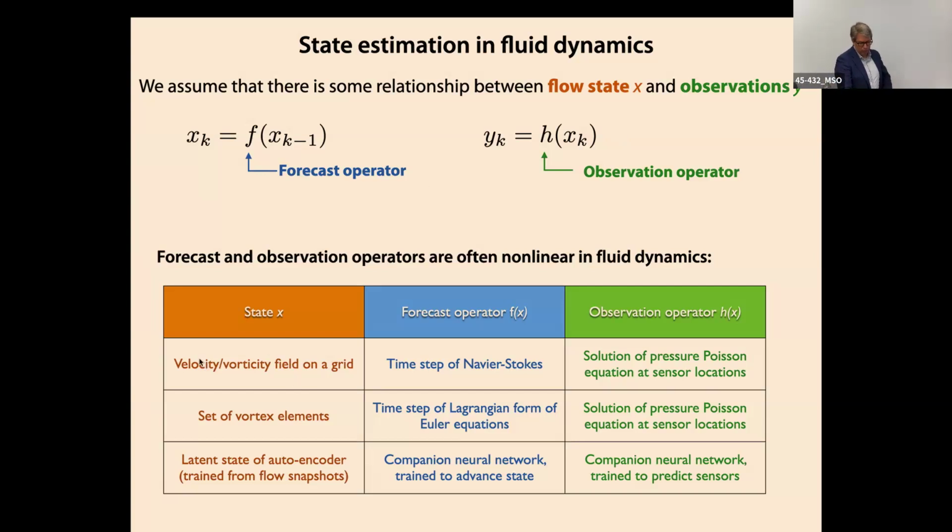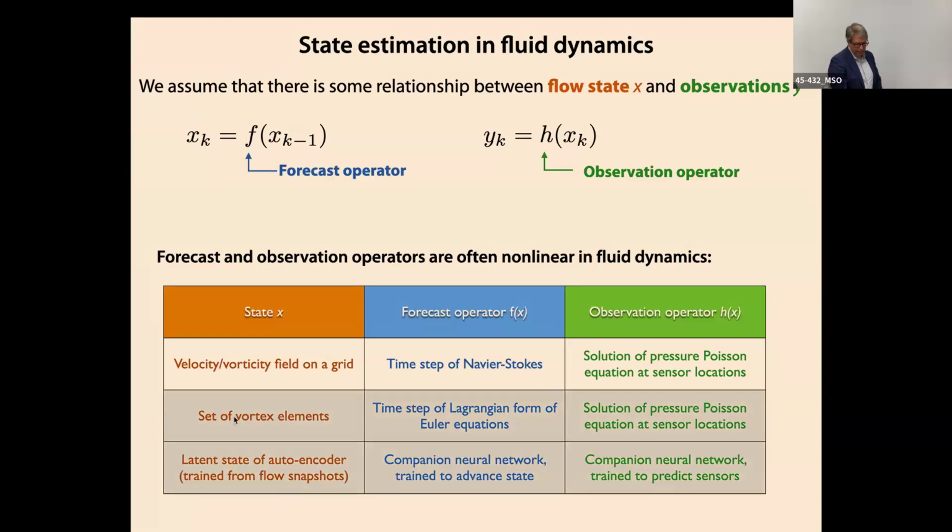The most obvious one is the whole flow field, okay? And the forecast operator would just be one time step of Navier-Stokes, so we just march it forward. And the pressure comes from a solution of the pressure Poisson equation at sensor locations, right? So that's quite a bit of information. We're going to try to do something in a little bit more reduced order. So I mentioned that I like vortex flows and vortex elements. So one would be just a bunch of vortices in the flow, and I march them forward with the vortex dynamics, and then I can get pressure very easily from, say, the Bernoulli equation. Okay, so that's another way I could do this.